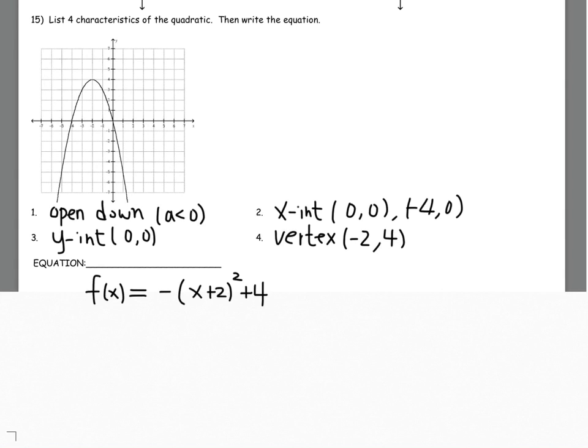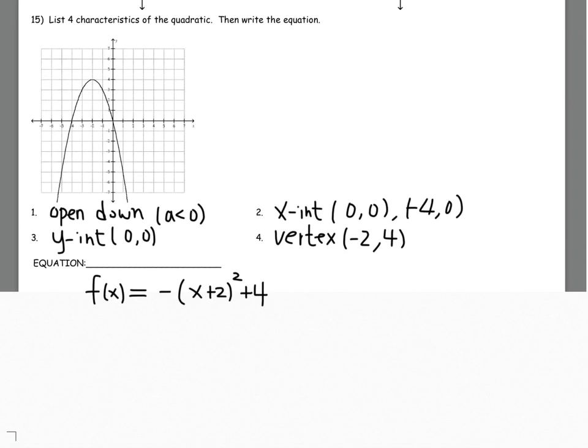Followed by y-intercept. What's our y-intercept? Where does the graph cross the y-axis? It happens to be located at 0, 0 as well. So 0, 0 is both the x-intercept and the y-intercept. How about the vertex? We identify it's an opening down. Can you read out the vertex value? The vertex is going to be located at negative 2, 4.